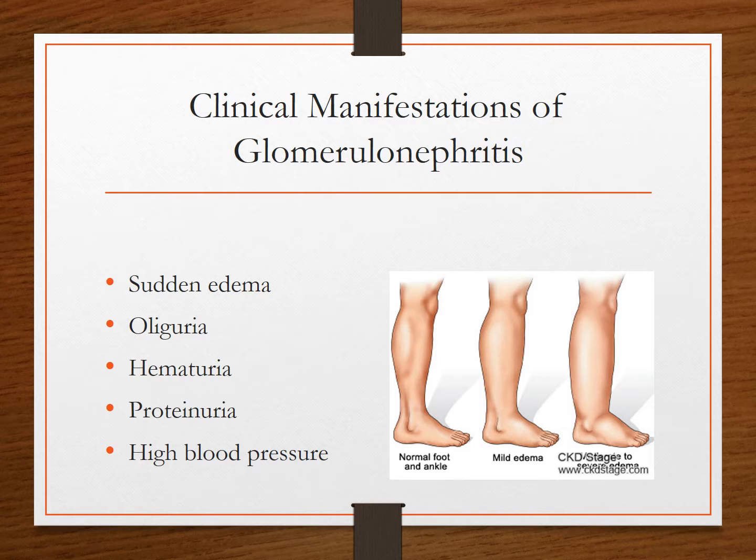I'm sorry, I think I said that wrong. Hematuria is blood in the urine. Proteinuria is protein in the urine. And I think I said it was in the blood. I apologize. And then high blood pressure. And you can see here on my picture an ankle, and then somebody with glomerulonephritis or kidney disease that has mild edema, and then on to chronic kidney disease and the edema that you see there sometimes.